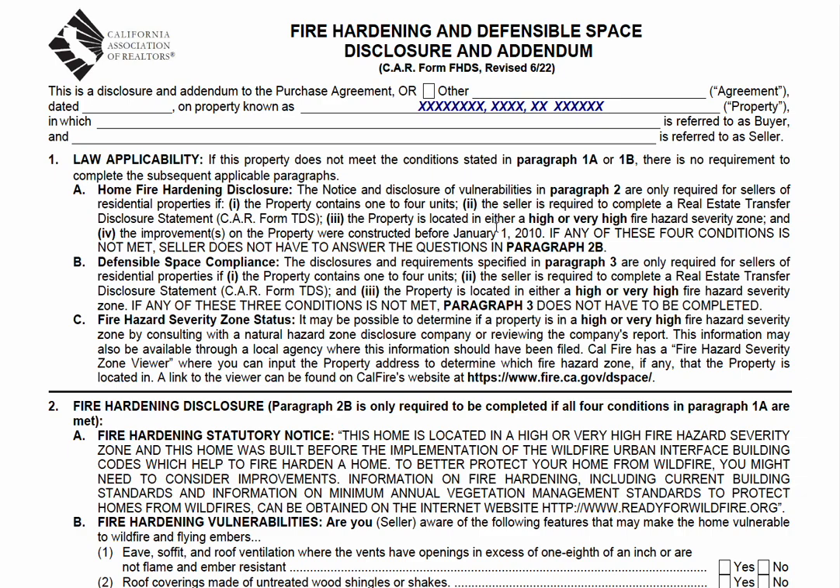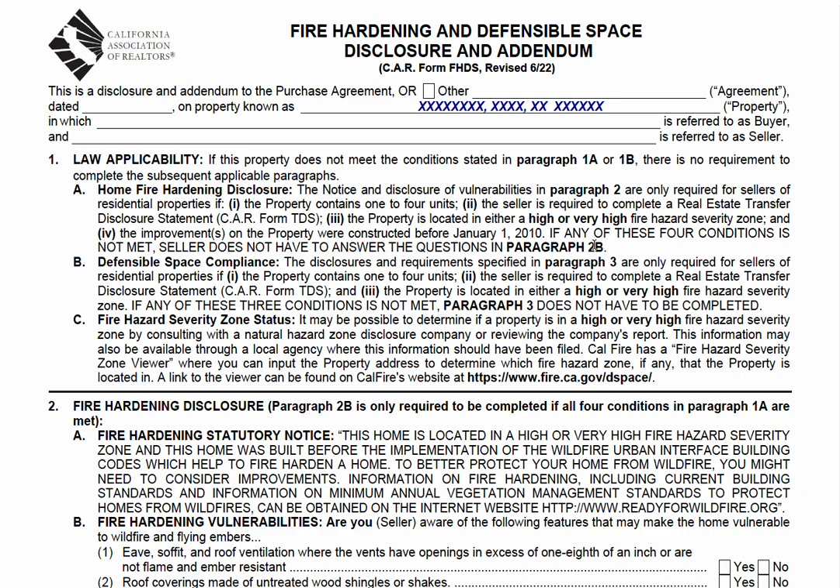Is the property located in a high or very high fire hazard severity zone? How do you find out? Well, the easy way is just go look at an NHD, a natural hazard disclosure. There are 2 sections on an NHD: one is for wildland fire severity zone, and the other is for a local fire hazard zone. If either of those are checked yes, then you need to do this form.